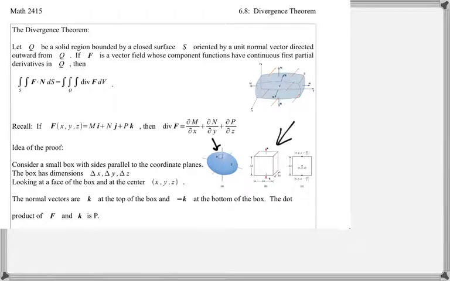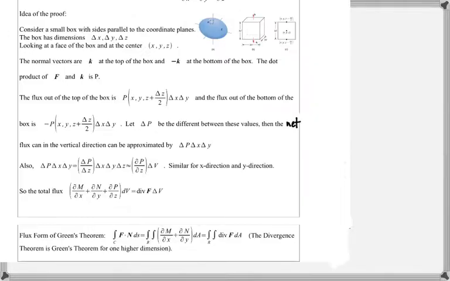Looking at a face of the box, with a center of x, y, z, the normal vectors are k at the top of the box and negative k at the bottom of the box. The dot product of F and k is P. Now the flux out of the top of the box is going to be P, that's the P of your vector field, at x, y, z plus delta z over 2.